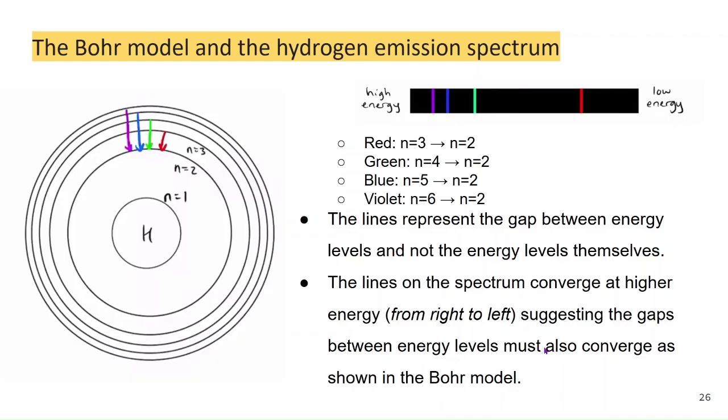So the lines of the spectrum converge at higher energies. You have smaller and smaller gaps, which is evidence that suggests the gaps between energy levels must also converge as we go further and further away. And that is shown in the Bohr model. The Bohr model has these getting closer and closer together. This is not drawn to scale. This is just something to represent it and to be helpful.